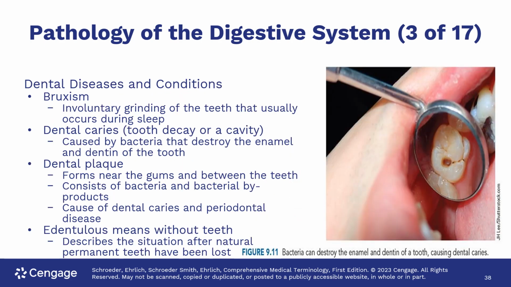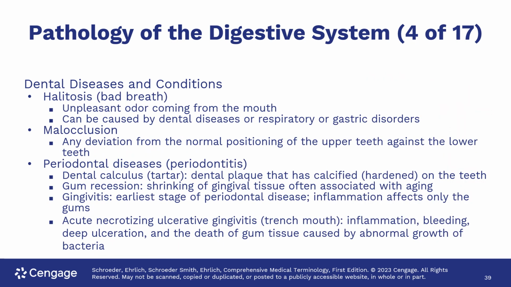Dental problems happen when we grind our teeth, bruxism, or we have cavities, caries, or have plaque buildup that is bacterial buildup. Edentulous means without teeth. That's the ultimate dental problem. Halitosis is bad breath. Malocclusion is where the top and the bottom teeth do not fit together normally. And periodontal disease is disease involving the gums.